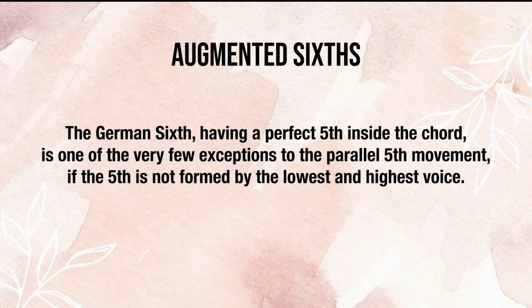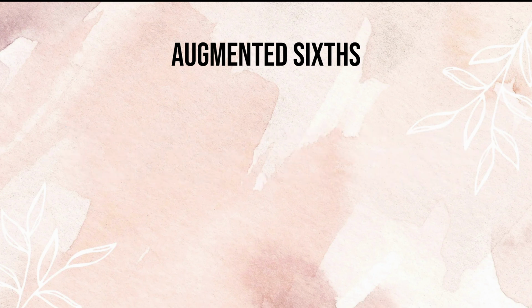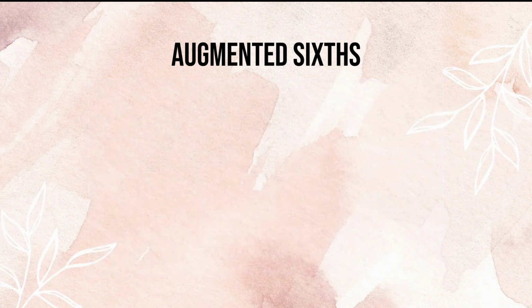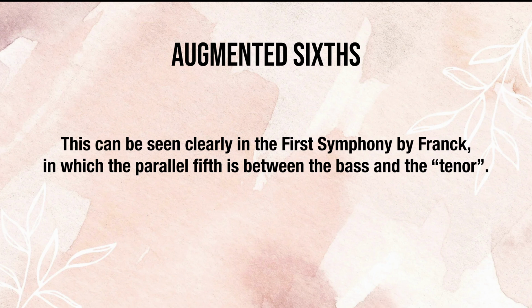The German sixth, having a perfect 5th in the chord, is one of the very few exceptions to the parallel 5th movement rule, if the 5th is not formed by the lowest and highest voice. This can be seen clearly in the symphony by Franck, in which the parallel 5th is between the bass and the tenor.